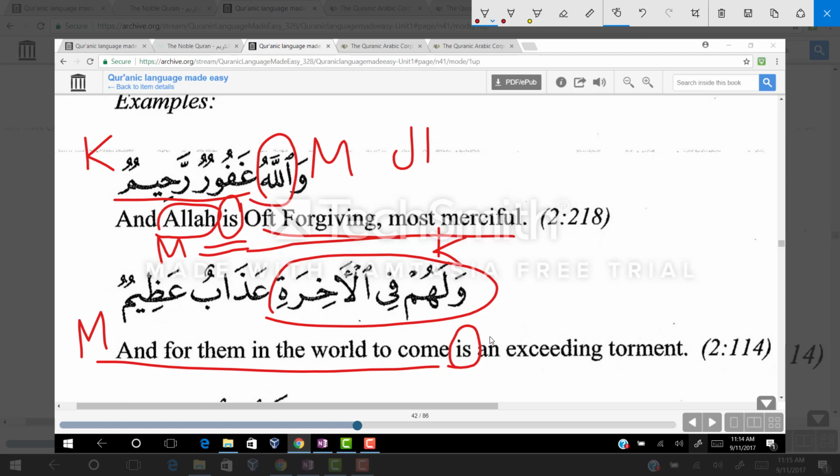Walahum fil akhirati. Al akhirati is the marifa noun. It starts with al here. And azabun azimun, an exceeding torment, is the khabar here, right? And you have "is" in the translation. So whenever you see "is" in the translation, it is a nominal sentence or a jumlatul ismiyya, and whatever comes before is a mubtada, and whatever comes after is the khabar.